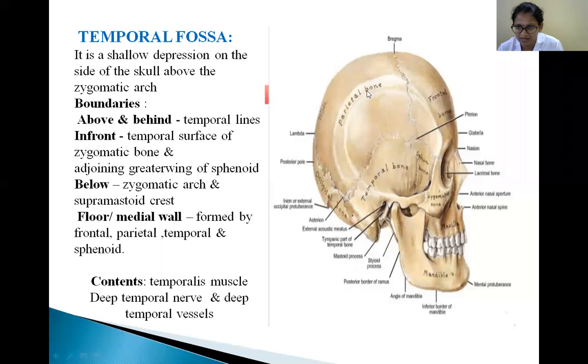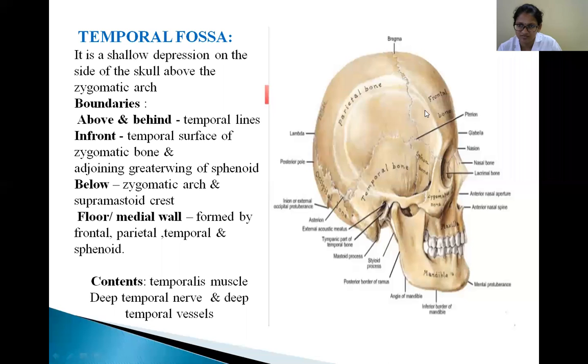Above it is formed by the temporal lines, and behind also by the temporal lines. Below it is formed by the zygomatic arch and the supramastoid crest. These are the boundaries. Next, the lateral wall. The lateral wall of the temporal fossa is formed by the temporal fascia.